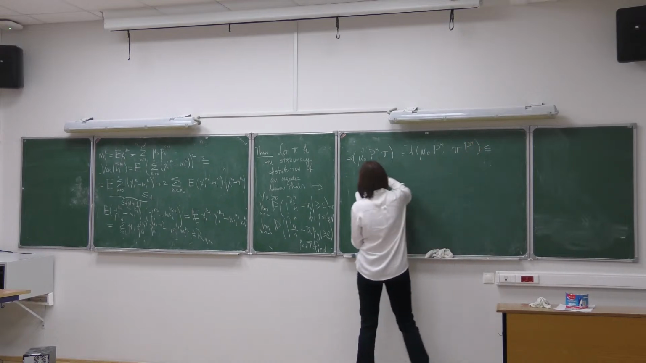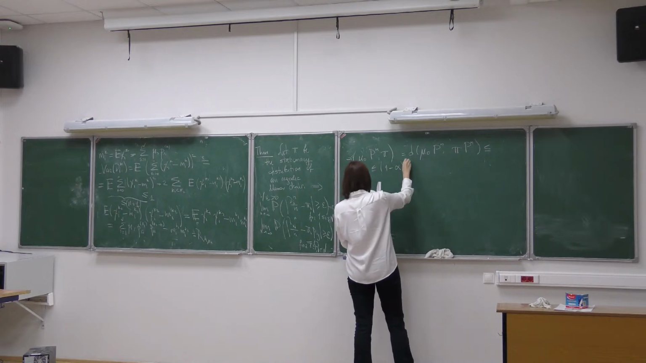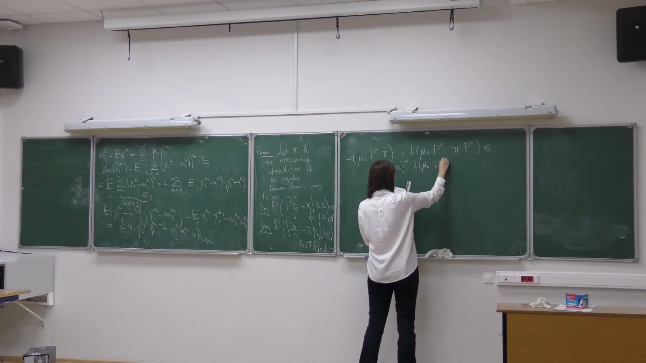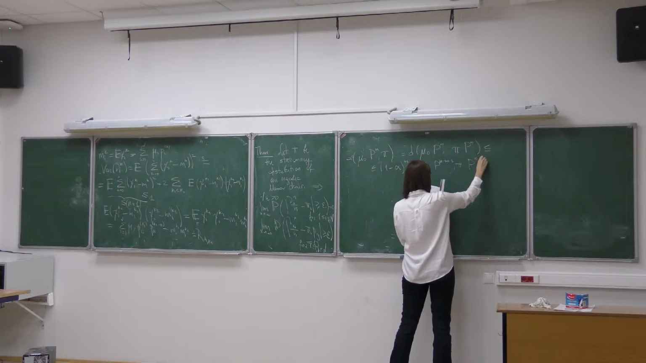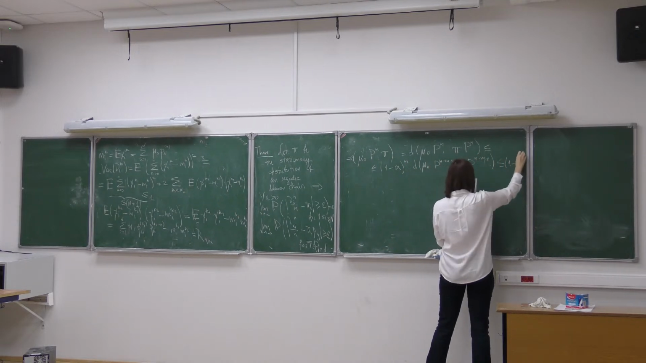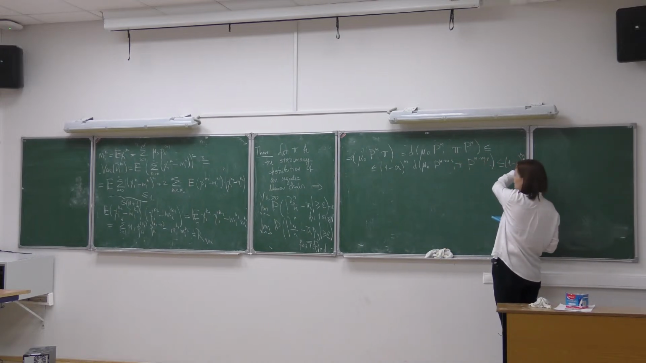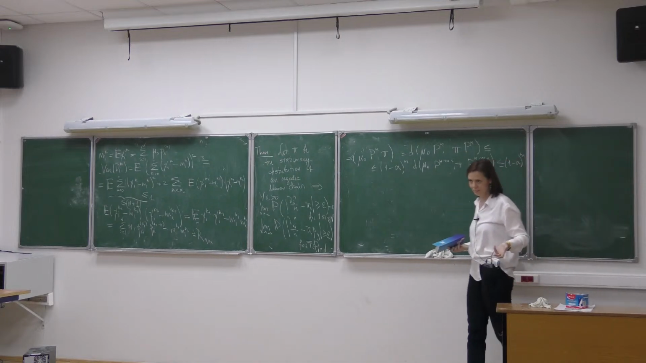So you estimate and estimate, and every time you can extract a factor of 1 minus alpha, and so you can say that all of this can be estimated by some number to the power m, where alpha is the Perron-Frobenius number of the corresponding matrix.